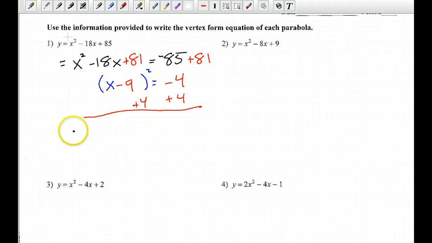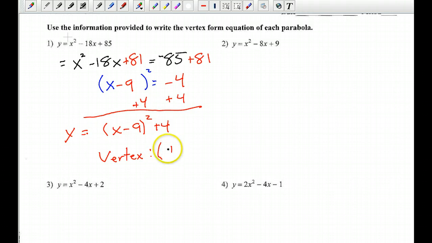So we have y equals x minus 9 squared plus 4. What's the vertex? Very good. So everybody caught it. +9, 4. Opposite sign for the x, same for the y. +9, 4.